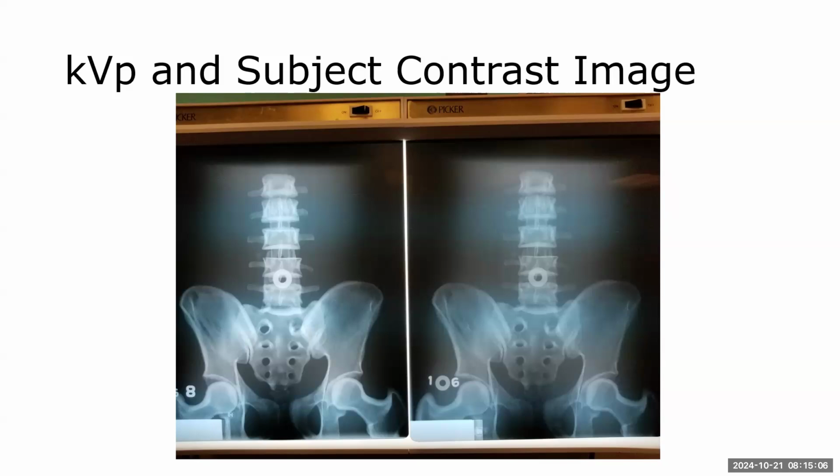If we change KVP, we have to make an mAs adjustment to go along with that so that receptor exposure is maintained or stays the same. So the only difference was that we adjusted the KVP up, and the display contrast, as you can see, displays the difference in the subject contrast with film. We lose that with digital imaging. So any questions about that?